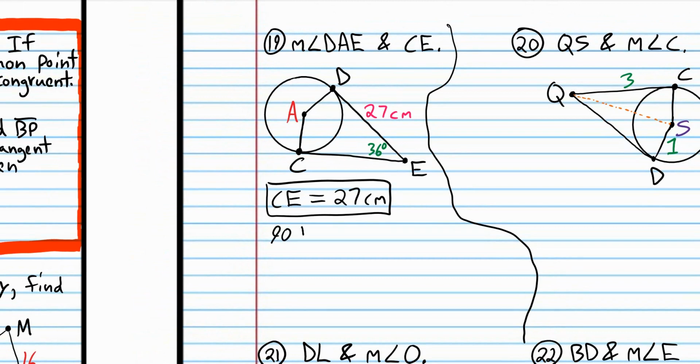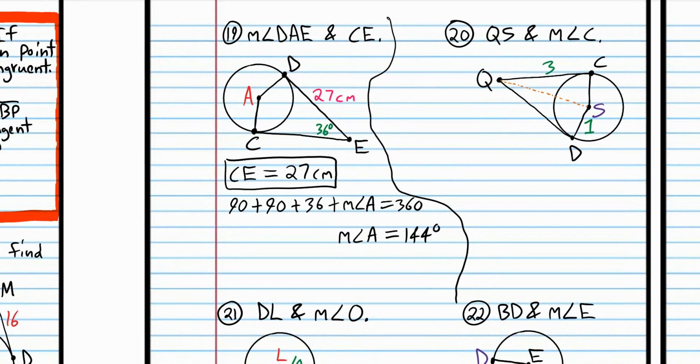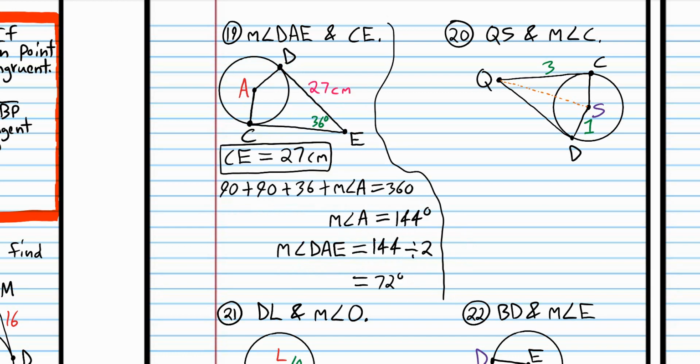So the measure of angle D plus the measure of angle C plus the measure of angle E plus the measure of angle A is equal to 360. And if you do the math on that, we come up with 144 degrees. Now that's not the answer. We want the measure of angle DAE. So the measure of angle DAE is half of 144. And that would be 72. So we get 72 degrees.